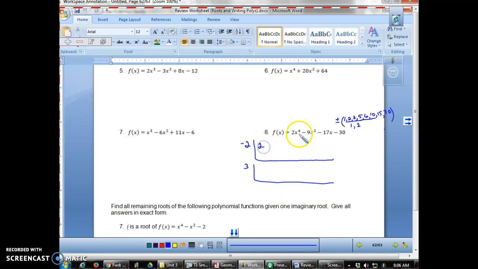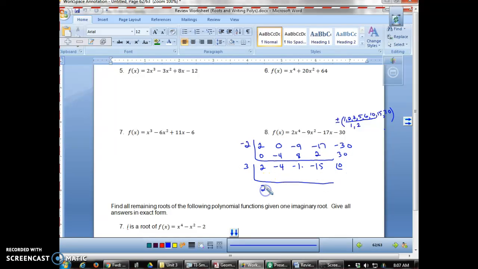So I have 2. I need a placeholder for my cube term, and that gets us set up. So bring down your 2. Multiply, I get -4, add, I get -4, multiply, I get 8, add, I get -1, multiply, I get 2, add, I get -15, multiply, I get 30, and then adding, I get 0 there.